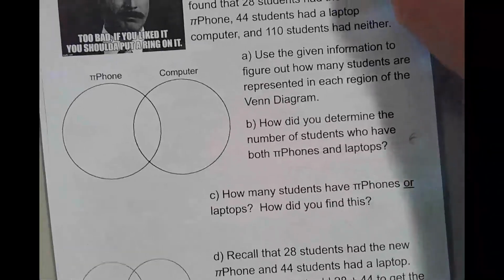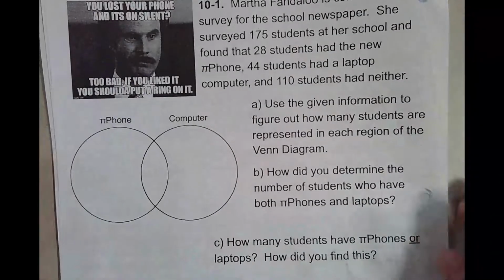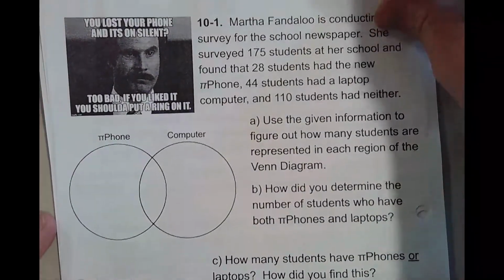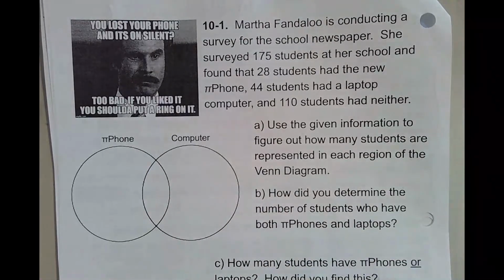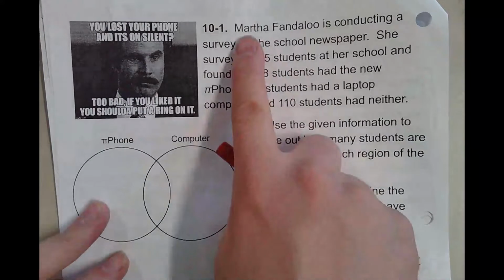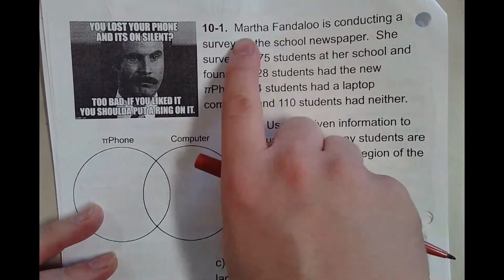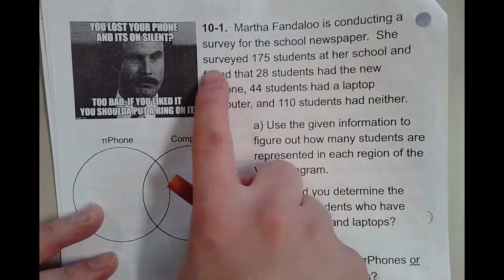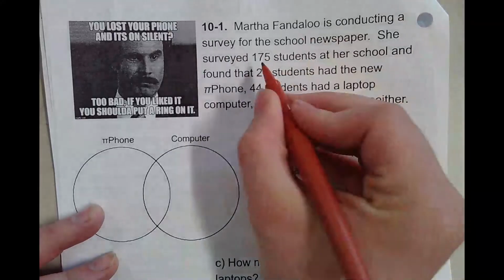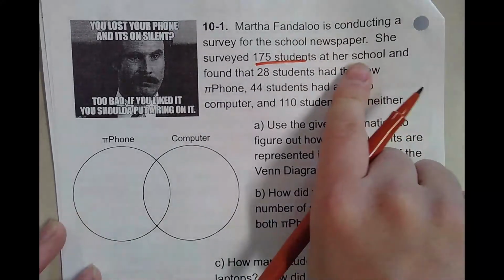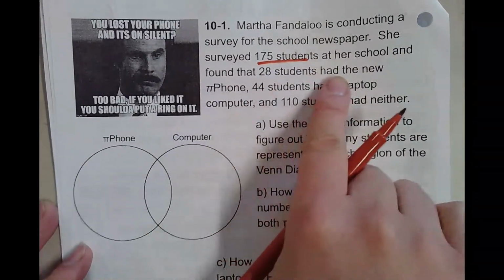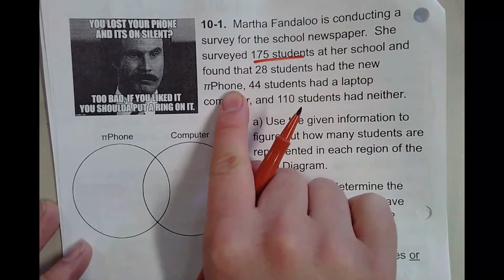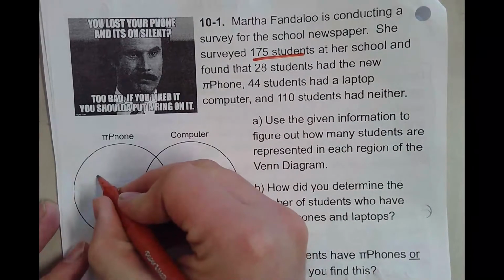All right, problem 10-1, I asked you to solve this, and now we're going to check our answers and make sure that we understand it, because this is a little tricky. So first of all, Martha Vandeloo, amazing individual right there, is conducting a survey for the school newspaper. She surveyed 175 students at her school, and found out that 28 students had a new Pi phone. We'll put the number 28 here.